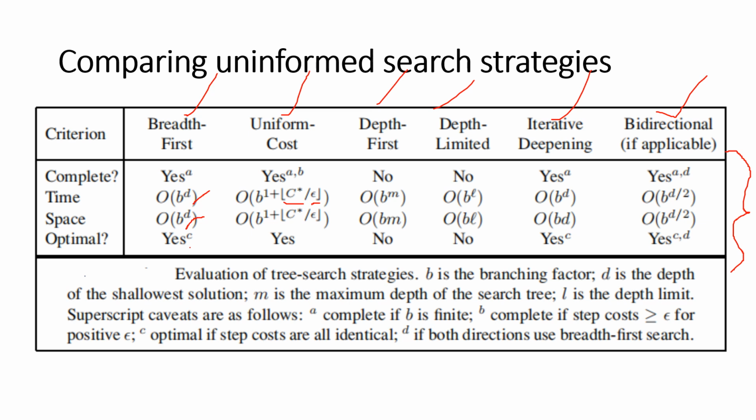Then there is a difference between breadth first search and depth first search. And here the space complexity is actually b into m, and optimal, it is not optimal. We cannot say that it is optimal.